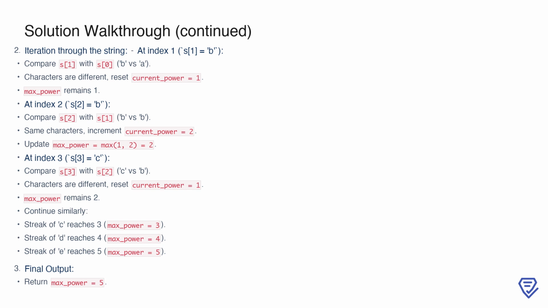Then, a streak of 4 d's increases max_power to 4, and finally, a streak of 5 e's updates max_power to 5. After completing the rest of the string, no streak longer than 5 is found. Thus, the longest streak of consecutive characters in apt_ddikba is 5, and we return this value as the result.